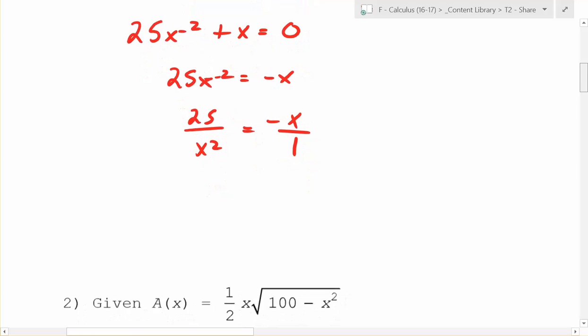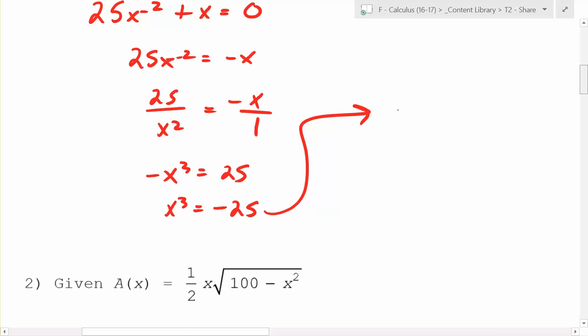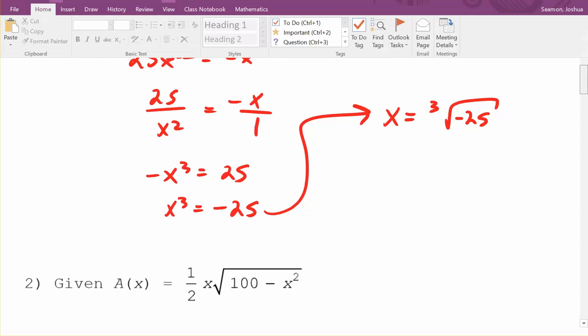What do you do now? You've done it many times in your life. What do you do? Yeah, so you get negative x cubed is equal to, so x cubed is equal to negative 25. So what does that mean the answer is? X is equal to what? The cube root of what? Negative 25. Is that allowable? Can you take the cube root of negative 25?